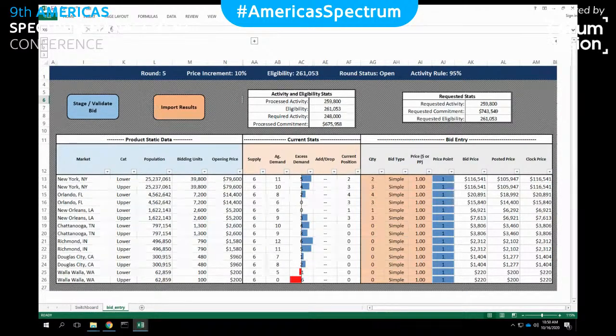Okay, the final type of bid that we're going to cover is the switch bid. A switch bid is a request to move demand from one product in a market to another product within a market. So we can look at this by submitting a switch bid in the Orlando lower to the Orlando upper at a price point of 0.